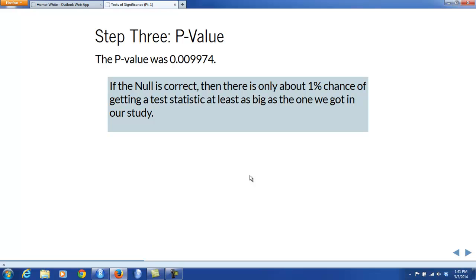In step 3, we report the p-value. It was pretty small. We also give the interpretation of the p-value. If the null is correct, there's only a 1% chance of getting a test statistic at least as big as the one we got in our study. This interpretation is very important. It makes the case for how unreasonable it is for someone to continue to believe the null hypothesis in the face of the evidence that the data presents.